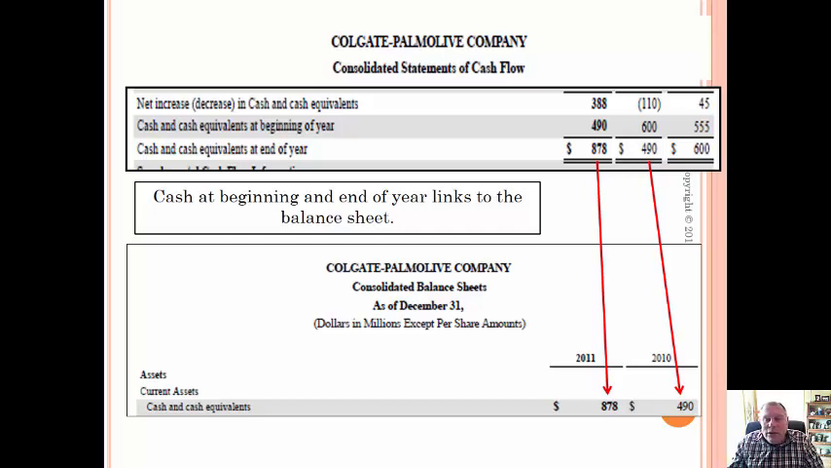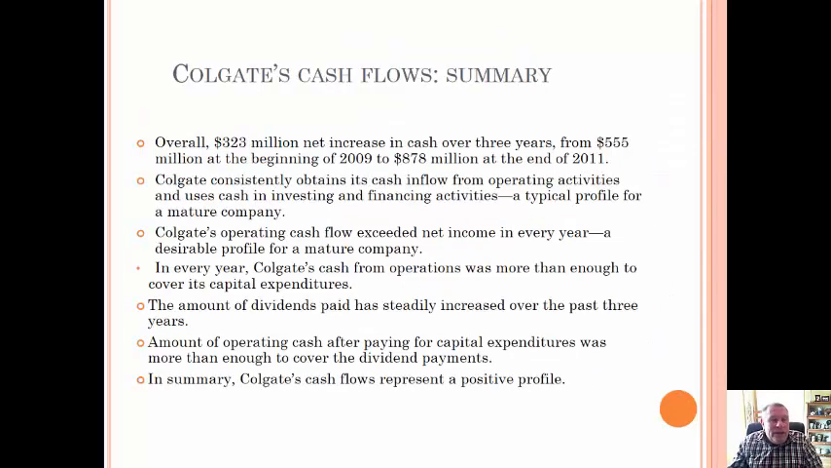Okay? What can we conclude from Colgate's cash flow summary? One, overall, there was a $3.23 million increase in cash over the years. Colgate consistently obtains its cash flow from operating activities. Typical profile for a successful company, and probably one that's in a more mature stage and not growing at a rapid pace. Their cash flow exceeded net income, and that's a desirable profile for almost every company.